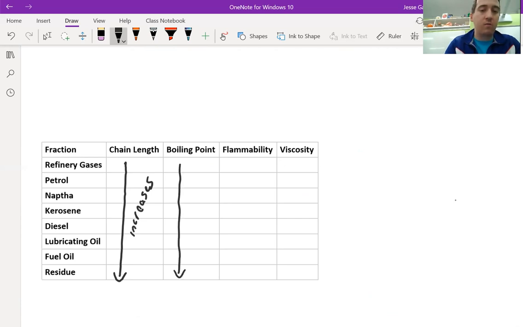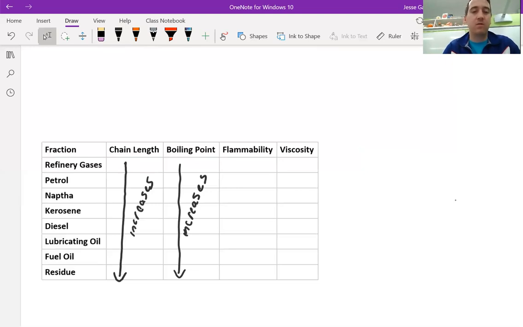So when we move from refinery gases to residue, is the boiling point increasing or decreasing? Well, I know the refinery gases have a very low boiling point. In fact, they don't even condense on the column. Their boiling points are so low. Whereas the residue never actually even evaporates. It flows into the column and just flows out at the bottom as a liquid. So they have the highest boiling point. So that means as I go down the group here, the boiling point is going to increase.